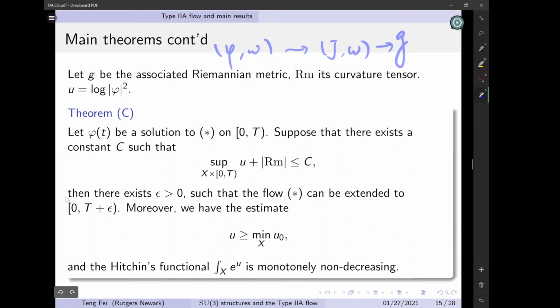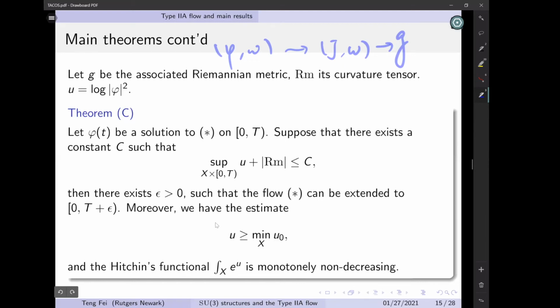So this flow can be continued. And moreover, we have this estimate that u is always bounded from below by the initial data. So that's why we only need the upper bound of u here. We don't need the absolute value because the lower bound is automatic. So basically, the theorem tells us that if our flow has a finite time singularity, then either u blows up or the curvature blows up. There are no other possibilities.